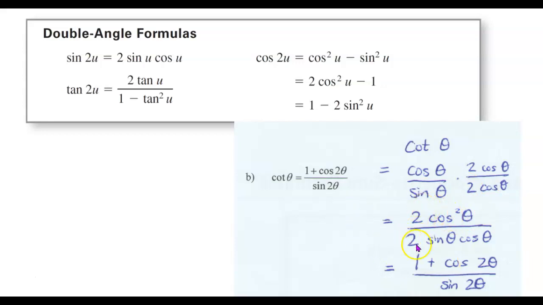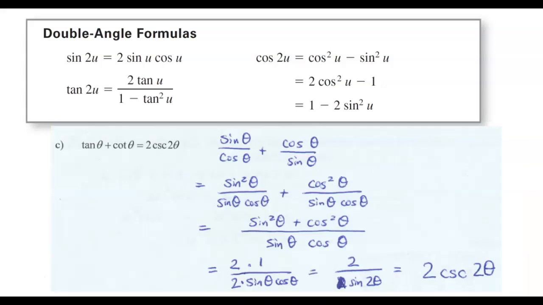So just like I said, the 2 sine theta cosine theta on the bottom is equal to the sine of 2 theta. And then on the top, we have 2 cosine squared of theta. Well, that's almost like the right side of one of these double angle formulas. If it was 2 cosine squared theta minus 1, it would be equal to the cosine of 2 theta. It's just 2 cosine squared of theta, but I can add 1 to both sides of this equation and say, okay, that's equal to the cosine of 2 theta plus 1, and we have reached our goal.